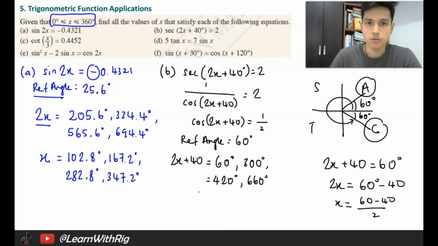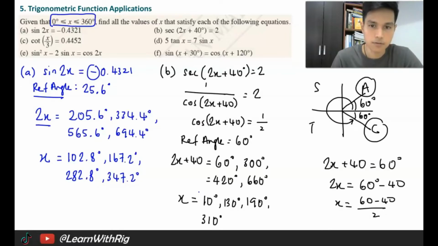Clear? So when you do that, you will get x equals to, for each of these, minus 40 and divide by 2. Your answer will be 10 degrees, 130 degrees, 190 degrees, and lastly 310 degrees. Clear? So that's how you solve.